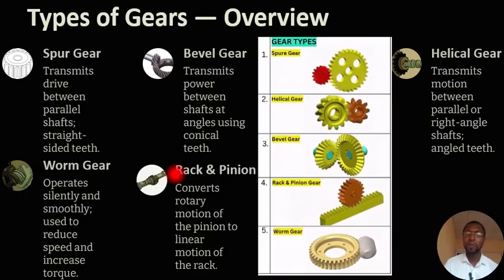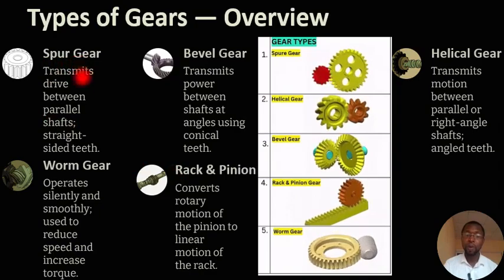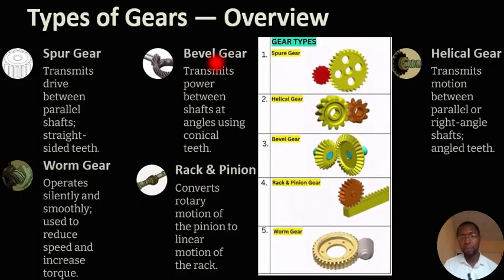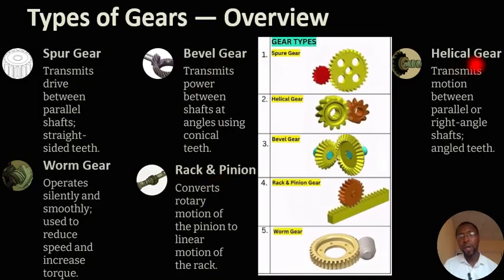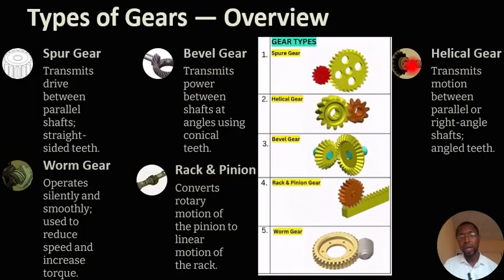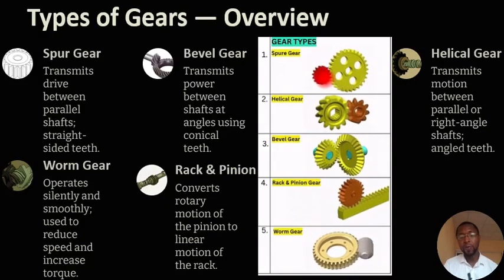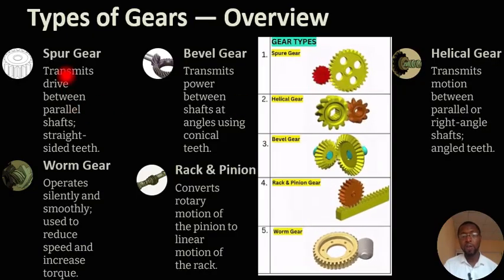Now we have different types of gear. We have the spur gear, we have the worm gear, we have the bevel gear, we have the rack and pinion gear, and lastly we have the helical gear. And these are the typical diagrams of these types of gear. This is the spur gear. You see, for every gear there will only be two wheels, the driver gear and the driven gear.